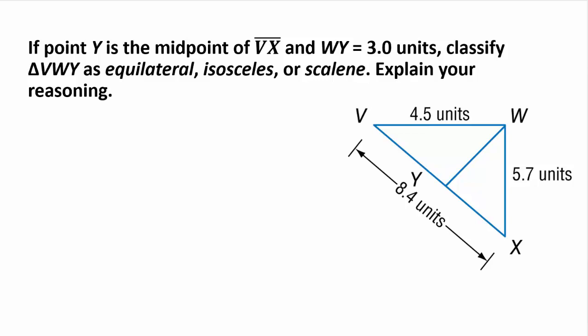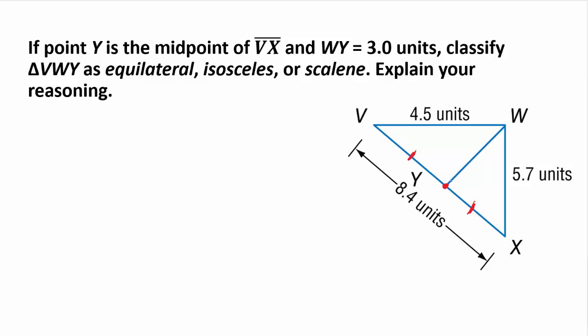Now this problem reads: if point Y is the midpoint of line segment VX and WY equals 3 units, classify triangle VWY as equilateral, isosceles, or scalene. We've got to look back to see what it says at first. It says if point Y is the midpoint of VX. What does that mean? If you remember from before, if this is the midpoint, this is point Y, that means it bisects line segment VX. That means this is congruent to this side here. These two halves are congruent to each other.